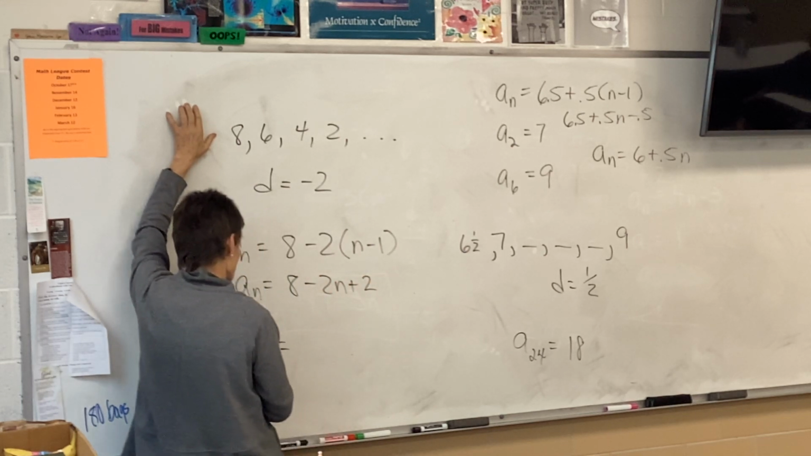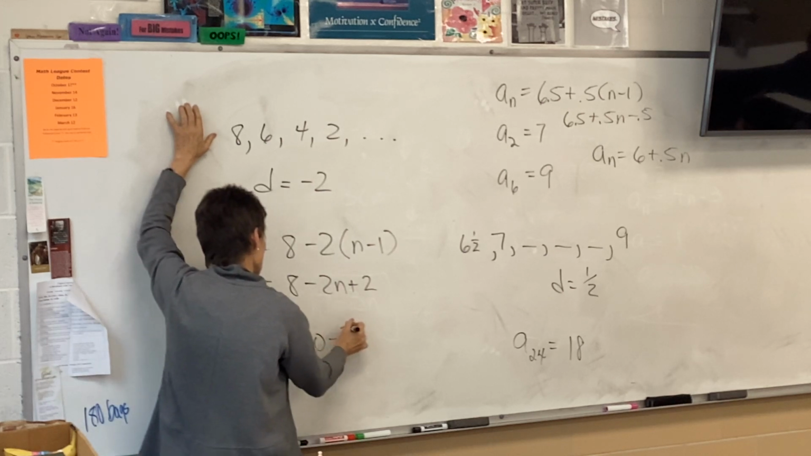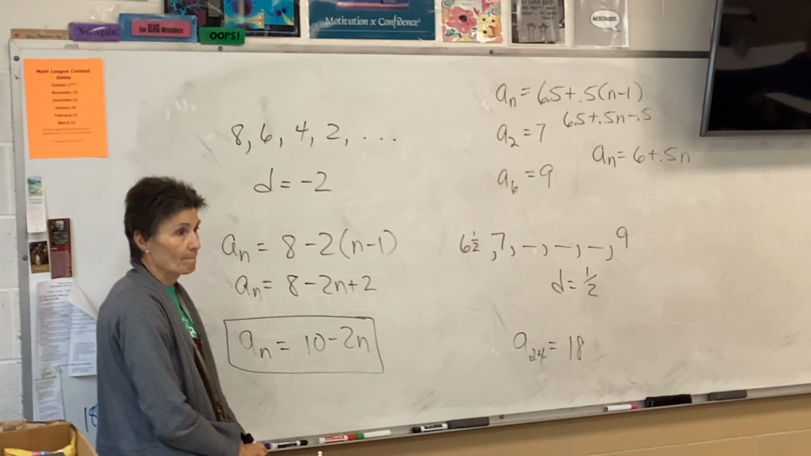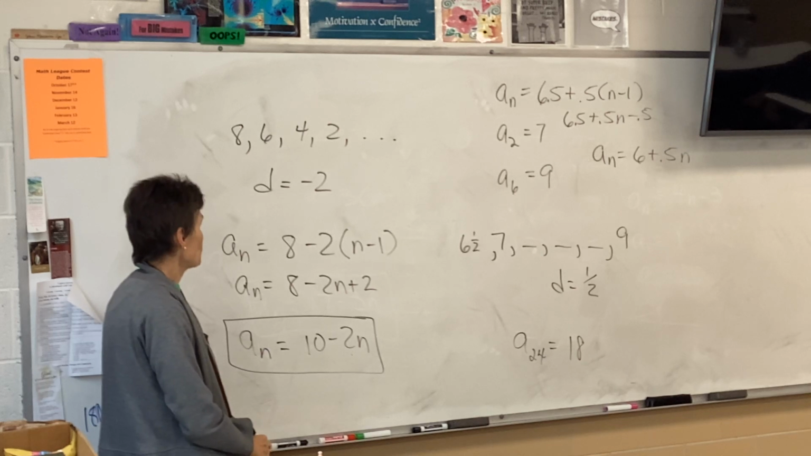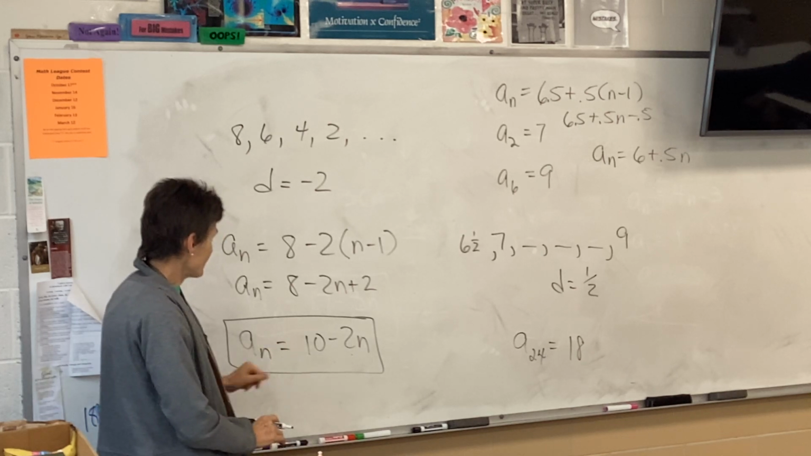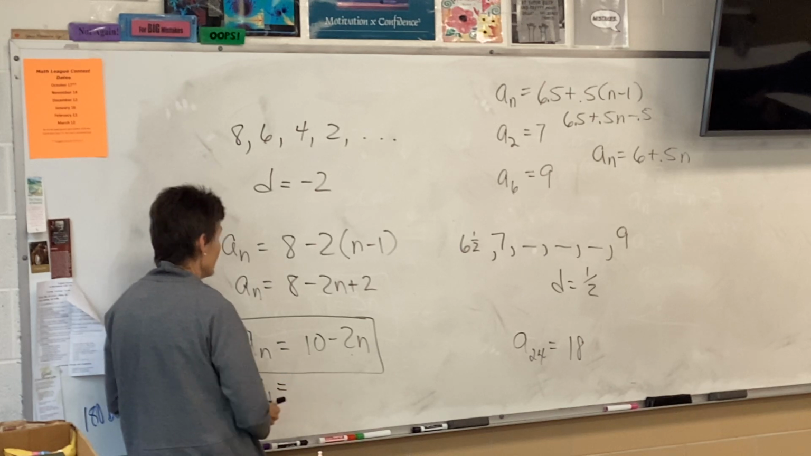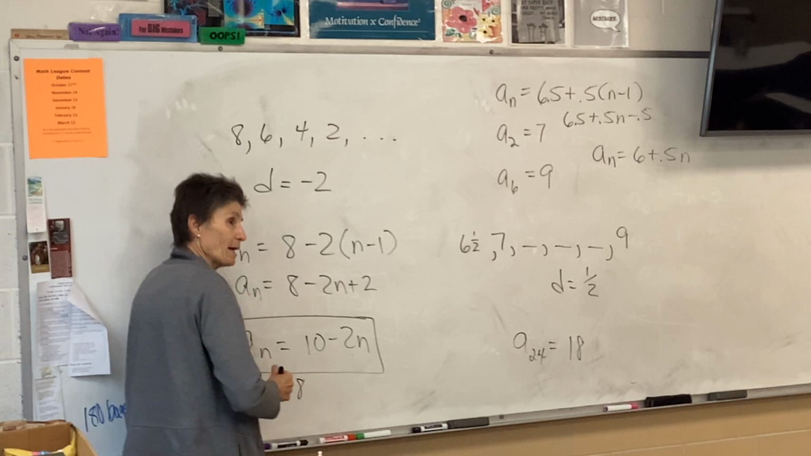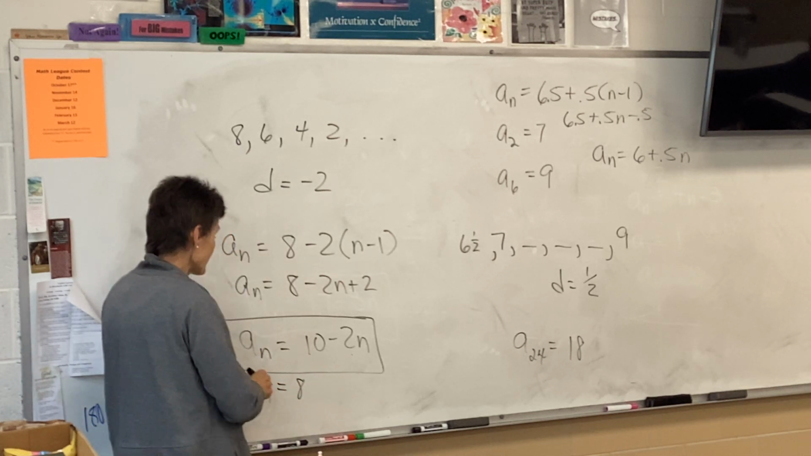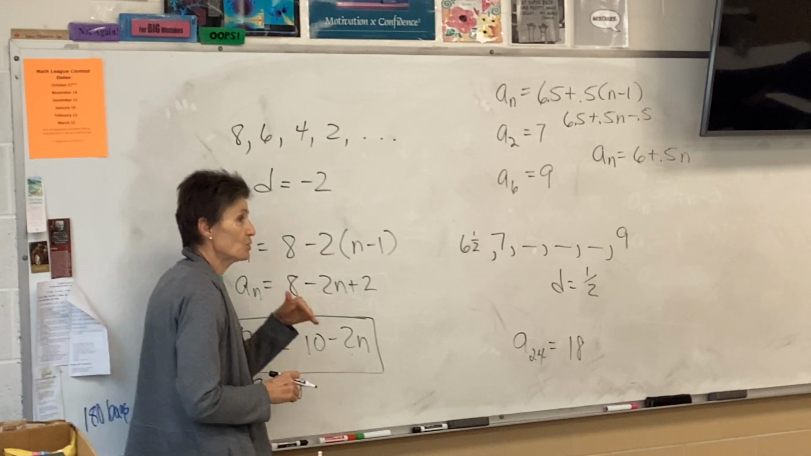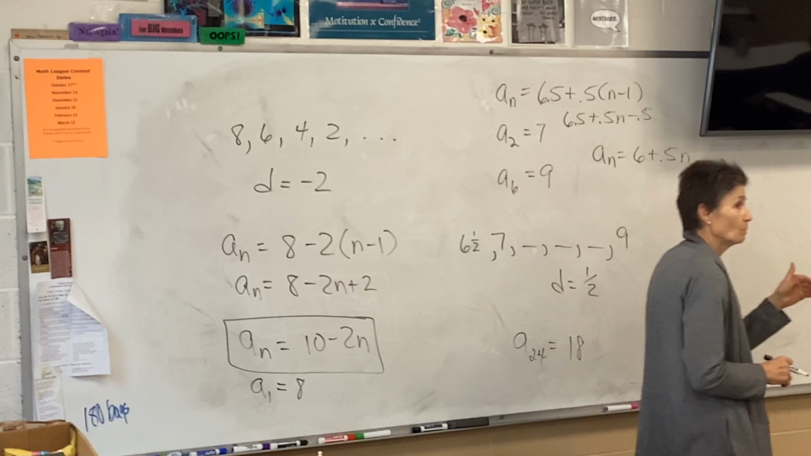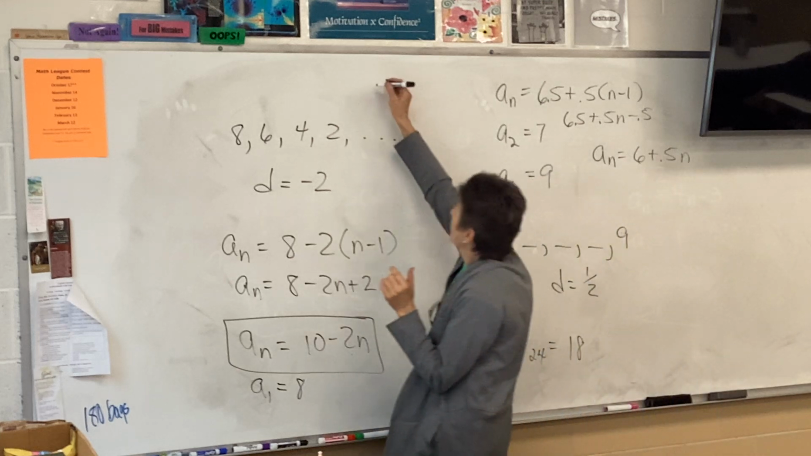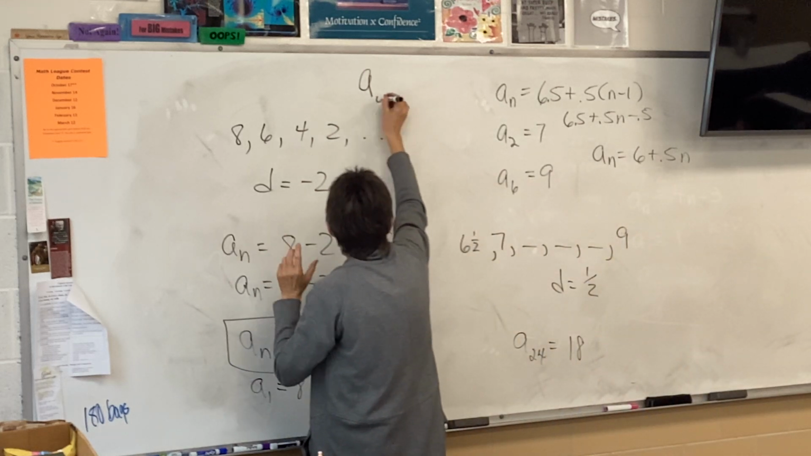Did you get 10 minus 2n? Now, I just wanna make sure that it fits everything. According to this formula, what would a sub 1 be? Okay, see, this is where we gotta be really careful, because a sub 1 is not 8. Look at your graph. What's 8? A sub 0, right? So, I need you all to understand that a sub 0 is 8, right?